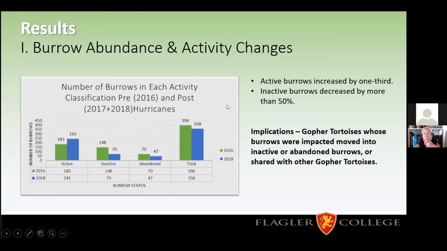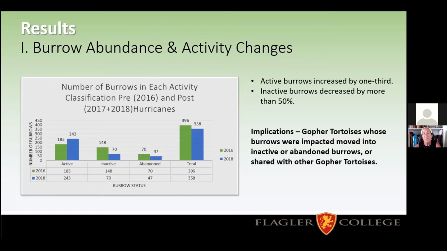How we interpreted this is that gopher tortoises whose burrows were impacted by flooding or erosion due to the hurricane effects moved into whatever was available. So say you've got your dream home and it's flooded by a hurricane, you move into your parents' garage apartment, for lack of a better comparison. It's not ideal, but it gets you a roof over your head. So that's what we think the gopher tortoises did.